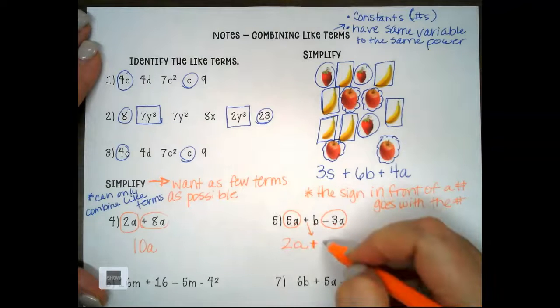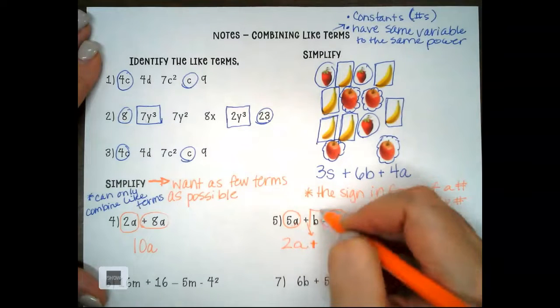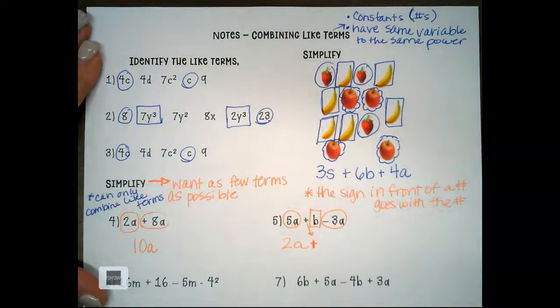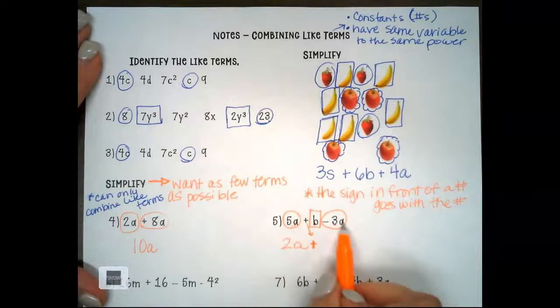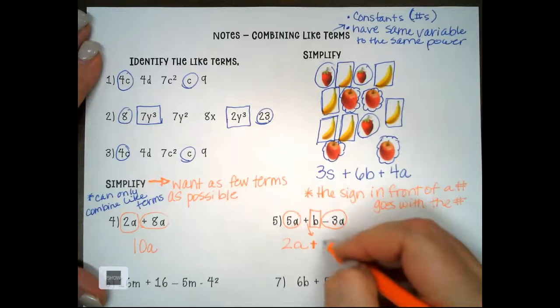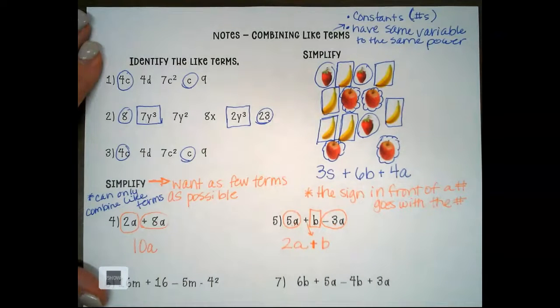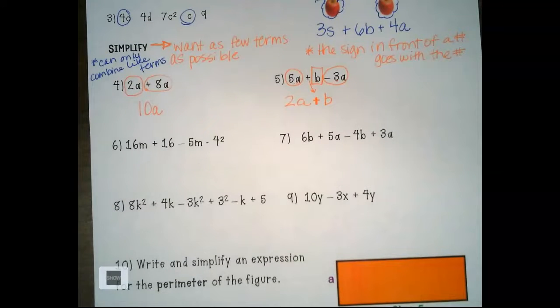We're going to bring down this sign, because that's what's next after the first term. And we have a B. I'm going to mark it with a rectangle because I want to make sure every term has a mark on it. That way you know you've looked at everything and haven't skipped over any of the terms. A's and B's are not like terms, so you're done. So we could only get it down to 2 terms. All right, let's look at the next one.